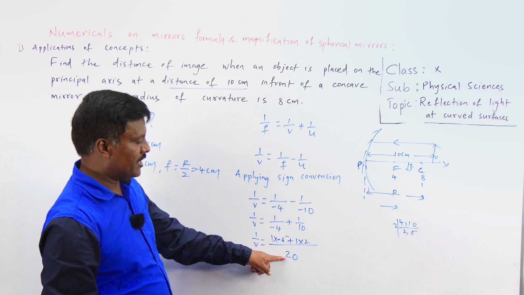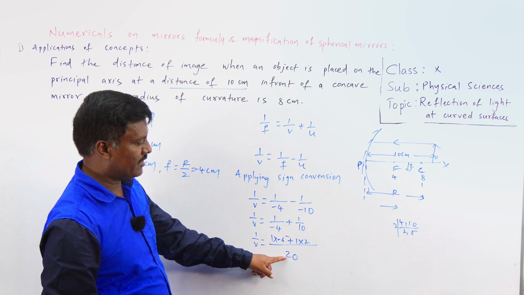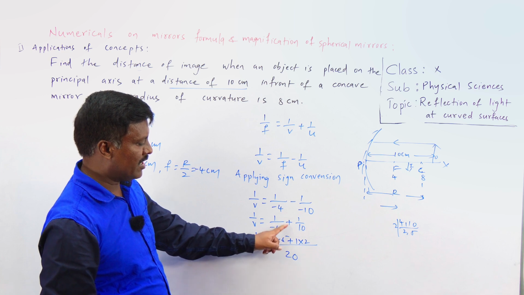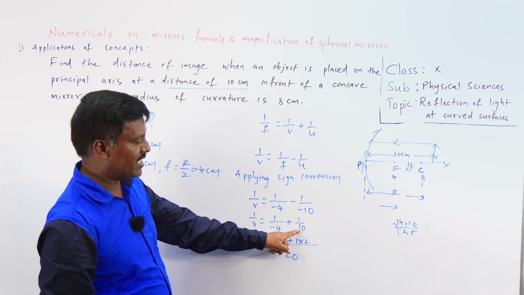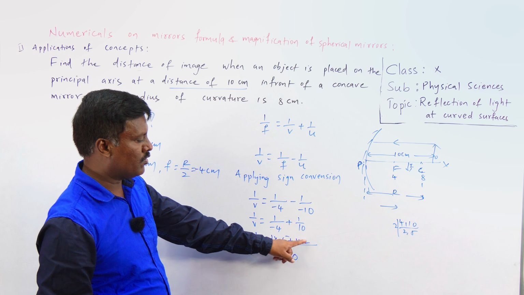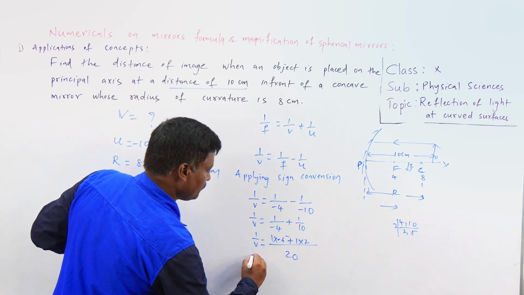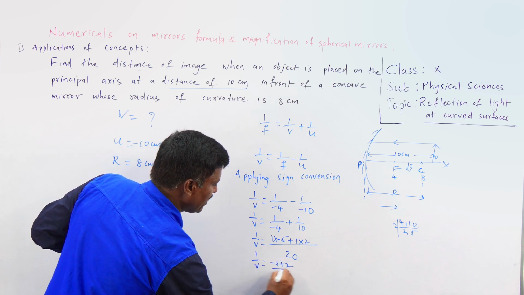We have to see the LCM with this denominator. With what number do we get this LCM? 4 5s are 20. Again you have to write the numerator. Whatever the symbol we have, that symbol should be maintained. Numerator as it is we have, right? Denominator is 10, LCM is 20. In the 10 table, when do we get to 20? 10 2s are 20. This way you have to do. Okay. 1 by V is equal to minus 5 plus 2 by 20.